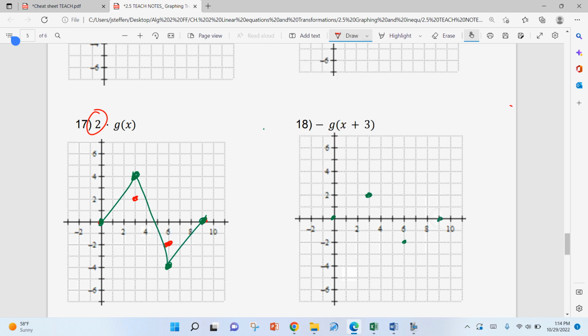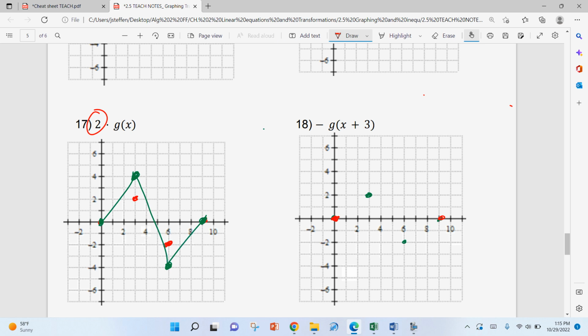This is reflected across the x-axis, so do that one first. This point doesn't change because it's right on the axis. This one goes across, this one goes across, this one doesn't change. And then we are going, oh, I guess I did it in the wrong order, but for this one it doesn't matter. Actually, just to make sure we're consistent, let's go ahead and do it that way.